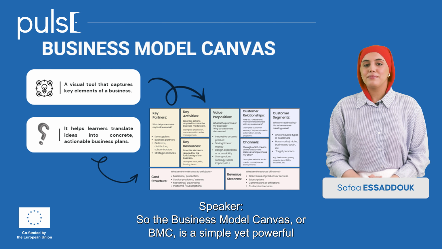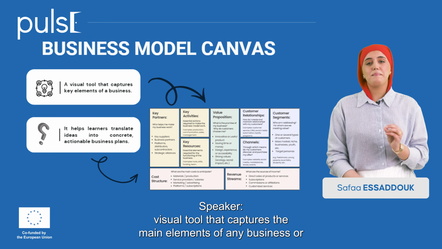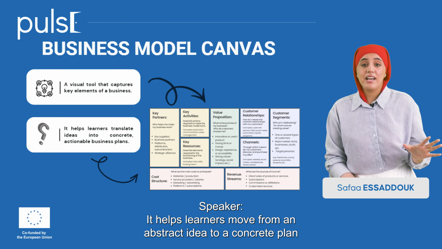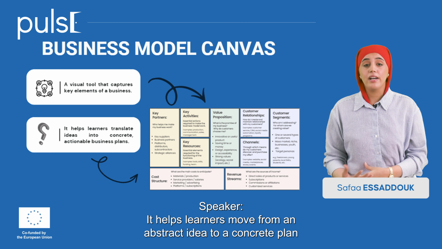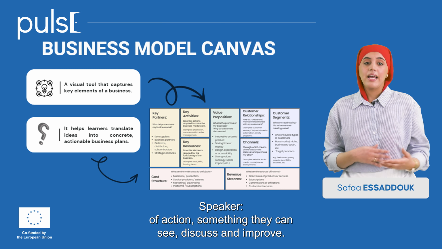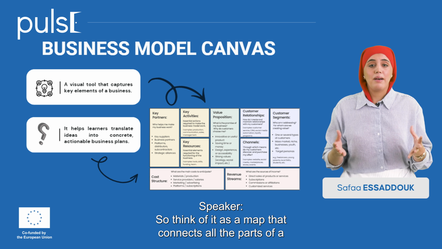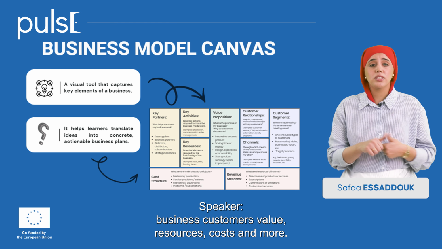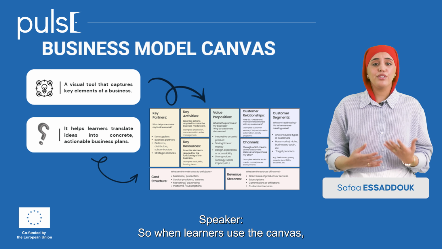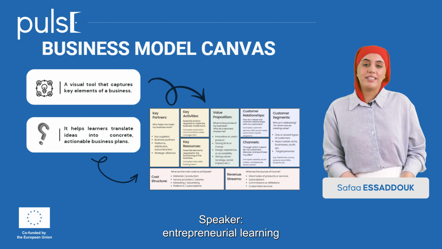The business model canvas, or BMC, is a simple yet powerful visual tool that captures the main elements of any business or project idea on one page. It helps learners move from an abstract idea to a concrete plan of action, something they can see, discuss, and improve. Think of it as a map that connects all the parts of a business: customers, value, resources, costs, and more. When learners use the canvas, they begin to see how each decision affects the whole system. And that's when real entrepreneurial learning happens.